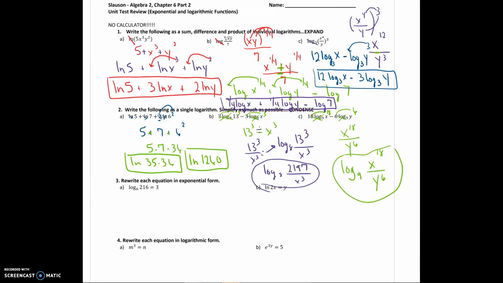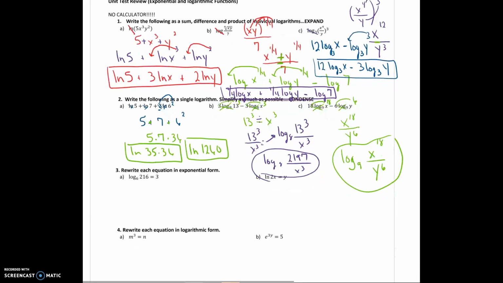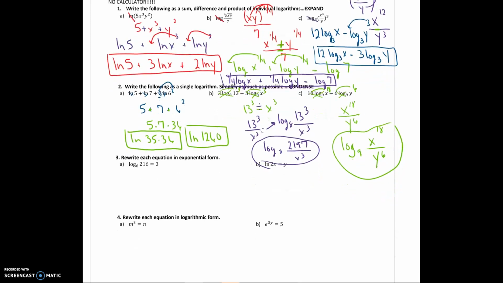So problem 1 and 2 were working opposite of each other. In the first set we were going from 1 log to many logs, and on the second problem we were going from many logs just back down to 1 log. All right, 3 and 4, this is the very first thing that we talked about in the chapter. We're just going to write it in its equivalent form.